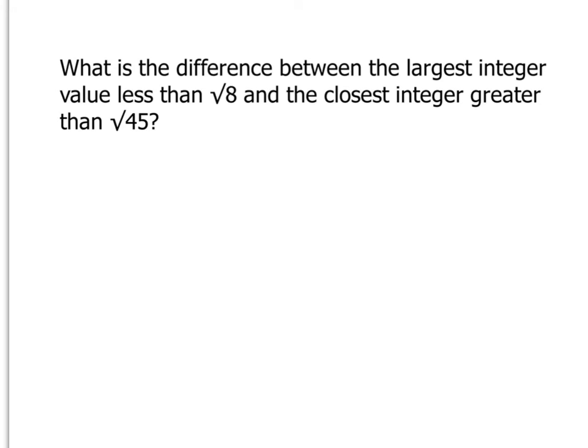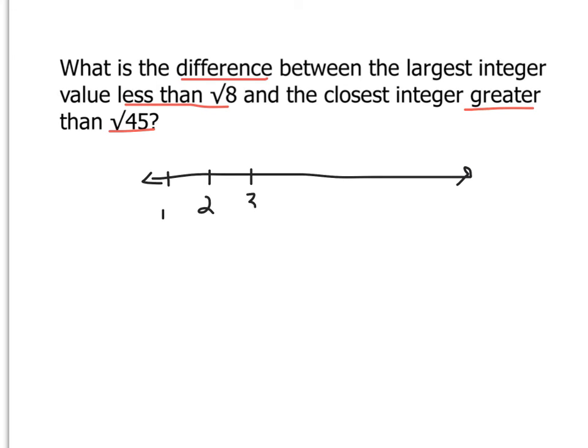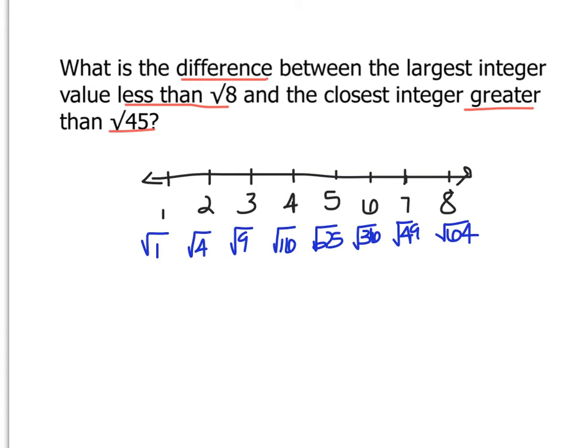Okay, and our last one. What is the difference? So again, I'm going to be subtracting between the largest integer value less than the square root of 8 and the closest integer greater than the square root of 45. So again, make my number line. Again, I see a small square root of 8, so I'm going to start my number line at 1. And then make sure you have your square roots underneath your integers as well.